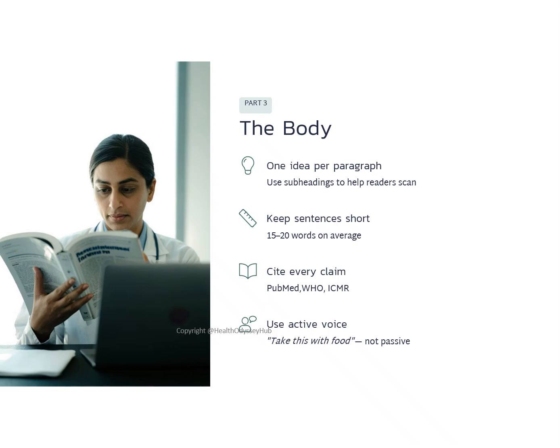Part 3 is the body. This is where your main content lives. And the most important rule for the body of a health article is simple. That is one idea per section or one idea per paragraph. Now, if you find yourself writing a paragraph that is covering two separate points, please split it. If a section is covering three different topics, split it into three sections with their own headings and subheadings.